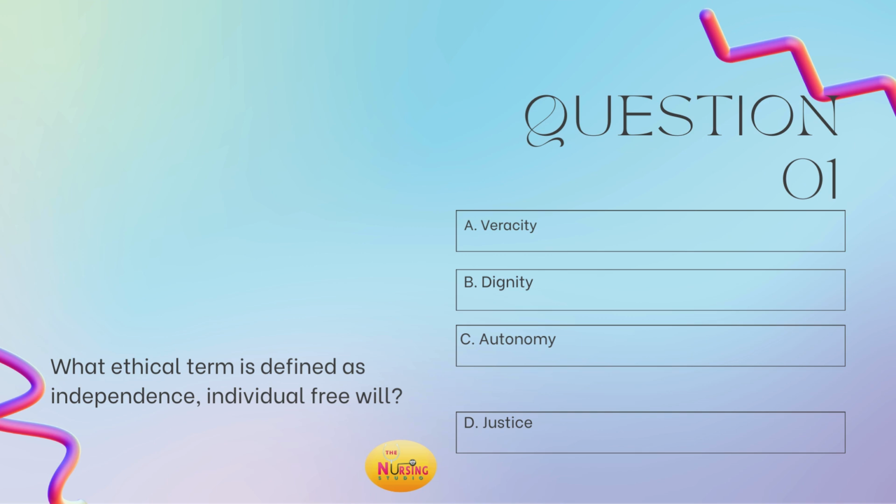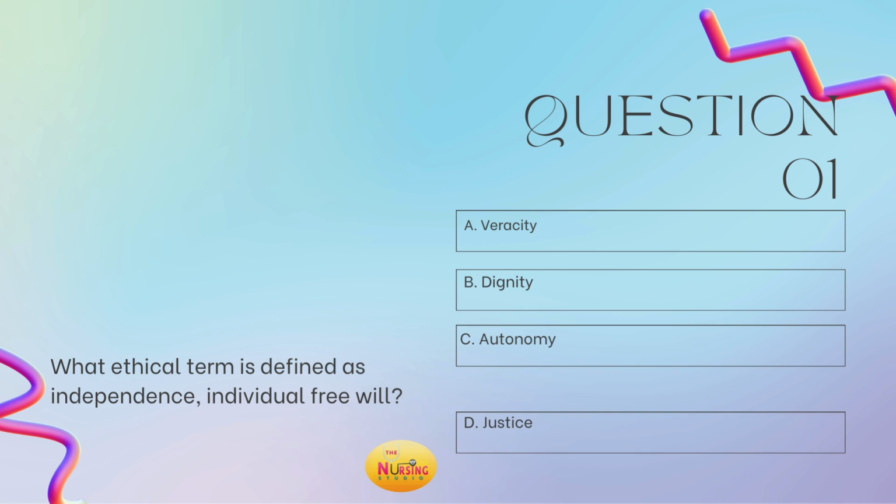Question number one states, what ethical term is defined as independence and an individual's free will? Is it A, veracity, B, dignity, C, autonomy, or D, justice? Take a moment and tell me what you got in the comments, you guys.